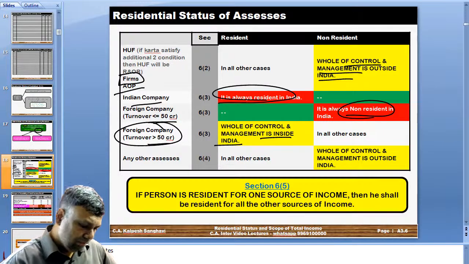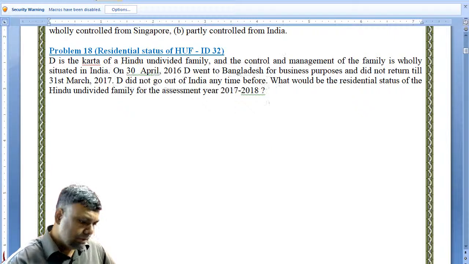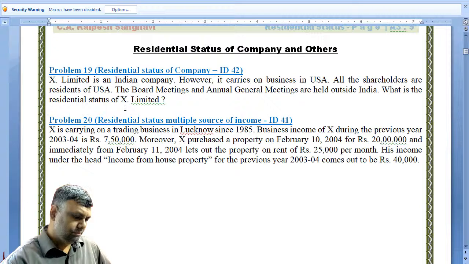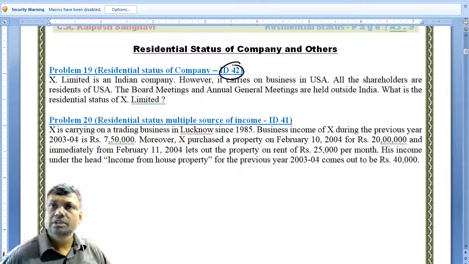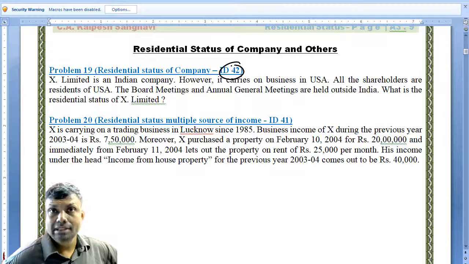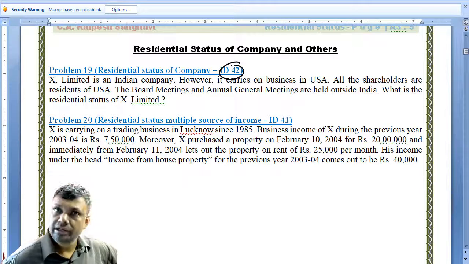That's okay. Now with this, let me go to the next question as a matter of discussion, friends. Question ID number 42. X Limited is an Indian company, however it carries on business in USA. All the shareholders are residents of USA. Board meetings and annual general meetings are held outside India. What is the residential status of X Limited?